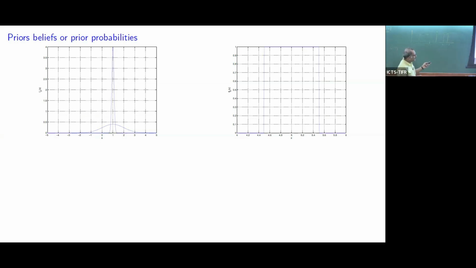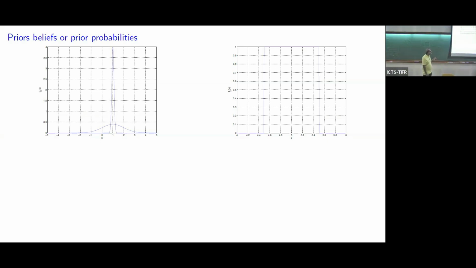In fact, if you have a Gaussian or a normally distributed belief, this is how the belief looks like. Here you can see a very sharp kind of function. That tells you that you strongly believe that whatever parameter you are trying to infer, it is taking a value near around 1.